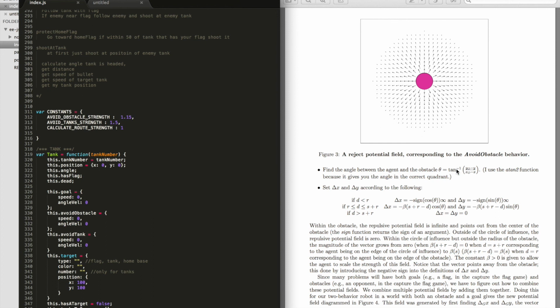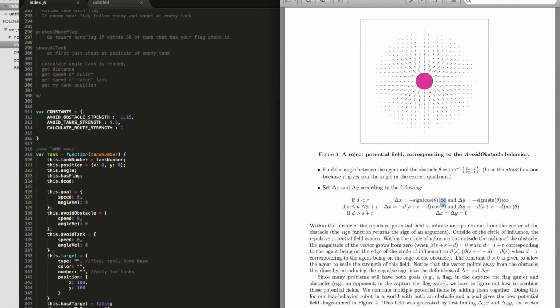So we use a similar function to find the angle, the arctangent, again using the arctangent 2. And in this situation, if the distance is less than the radius, meaning somehow we are inside this obstacle, then the cosine is multiplied by infinity, meaning we really desperately want to get out of that thing.